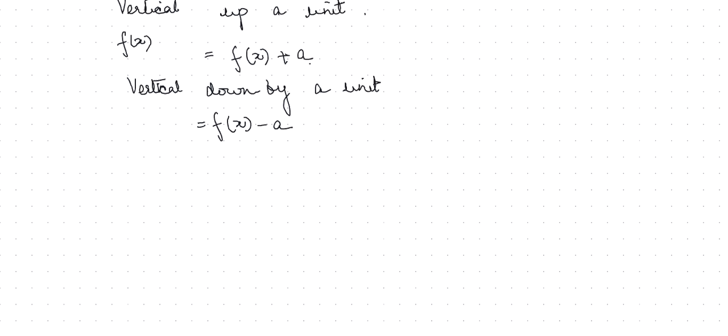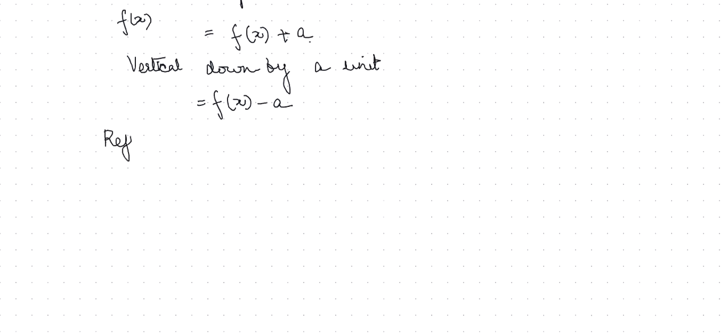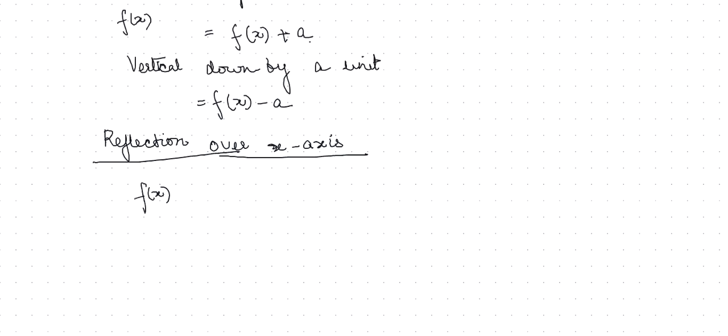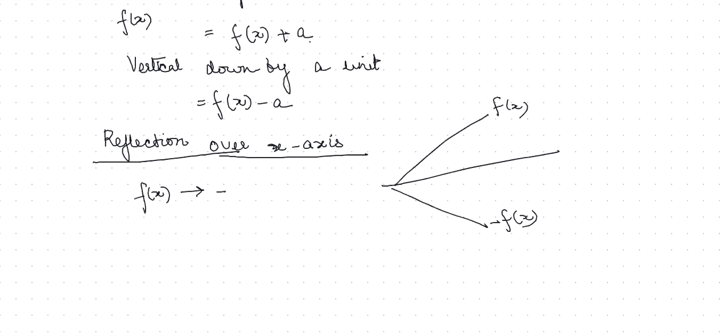Now, if it is a reflection over the x-axis, so if this is f(x) and it is reflected over the x-axis, meaning suppose this is the x-axis and this is a function f(x), if it is reflected over the x-axis, the whole function gets negative. So f(x) transforms to negative f(x).